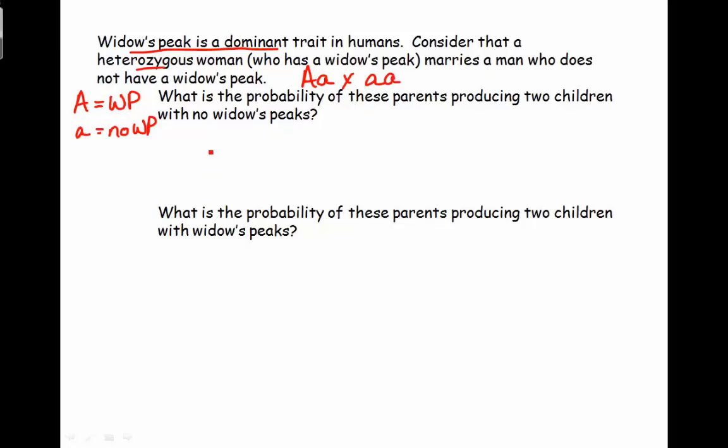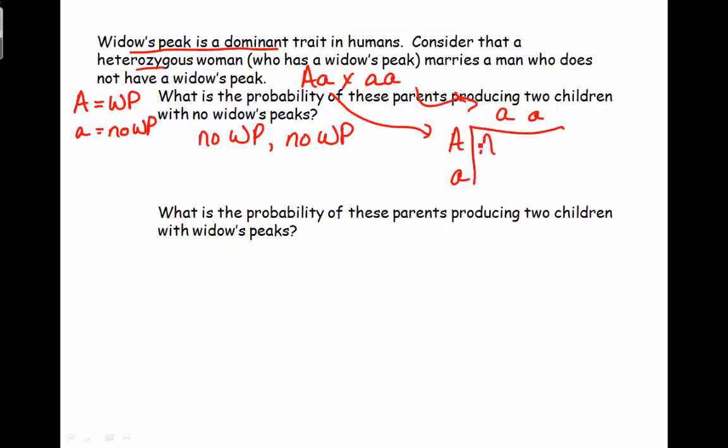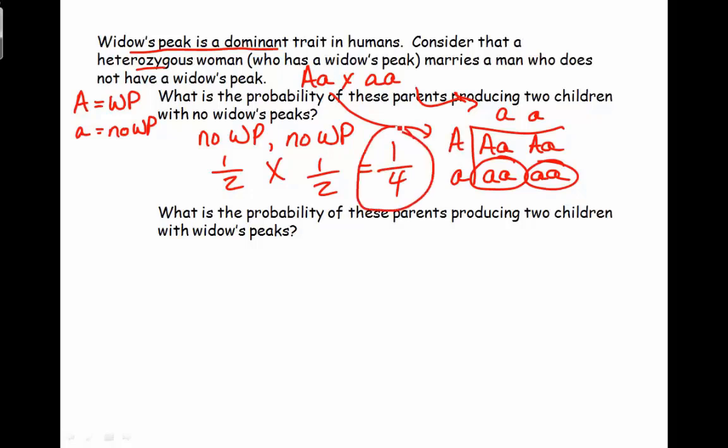So if we do this cross, first one we want no widow's peak, and second one we want no widow's peak. So when we do this cross, we put the gametes from one parent on one side, gametes from the other parent on the top, and we fill in our boxes. Okay, so after we get our boxes filled out, we can look at which ones actually don't have a widow's peak. It's going to be these 2 bottom ones. They have no widow's peak, so that's going to be 1/2. And then the next time we have a child, probability that there's no widow's peak will be 1/2. So it's simply 1/2 times 1/2, and that gives us 1/4. So that's our overall answer there.